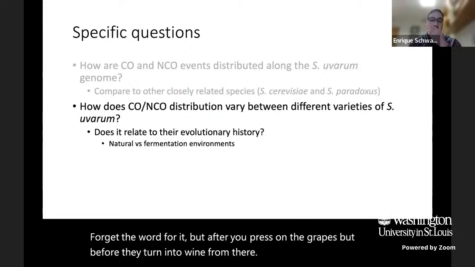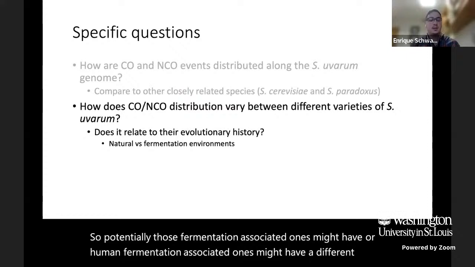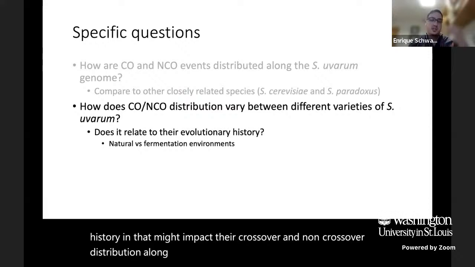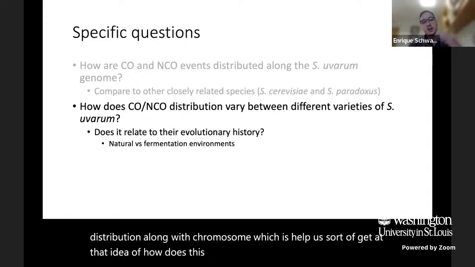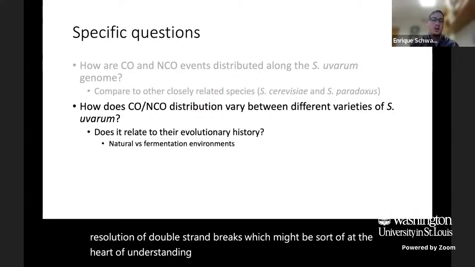So potentially those fermentation-associated ones, or human fermentation-associated ones, might have a different history, and that might impact their crossover and non-crossover distribution along the chromosome, which would help us get at that idea of how this strong artificial selection affects the resolution of double strand breaks, which might be at the heart of understanding why recombination rates change between domesticated and non-domesticated.